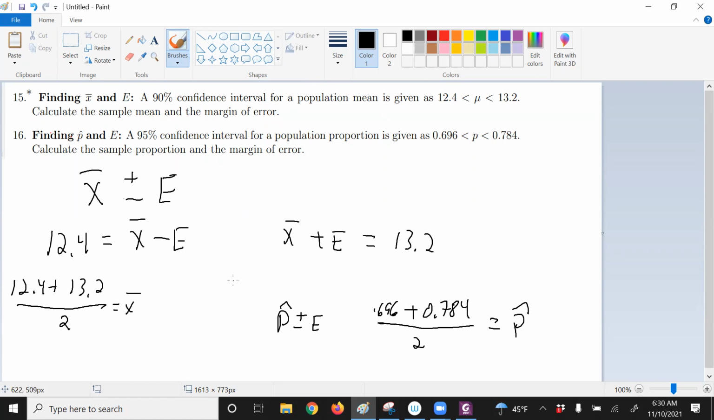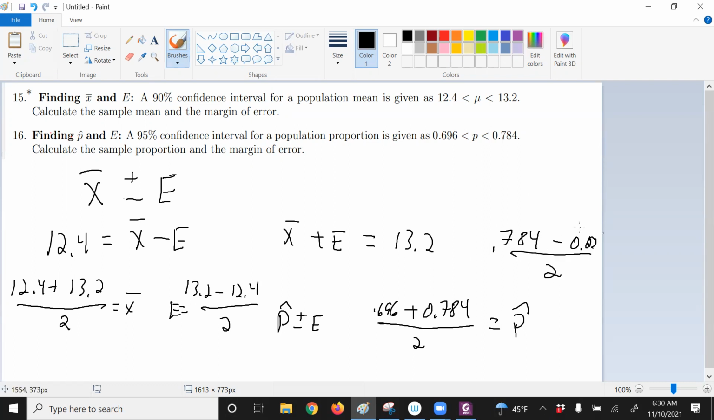Now, to get the margin of error, since we know the confidence interval is 2 margin of errors wide, what we'll do is, and this is the same for both of them, we'll take 13.2 minus the lower, and we'll divide that by 2, and that'll be the margin of error for number 15. And to get the margin of error for number 16, we'll take the upper one, 0.784, minus the lower bound. That'll tell me 2 margin of errors wide, how wide that is. And then we'll divide that by 2.